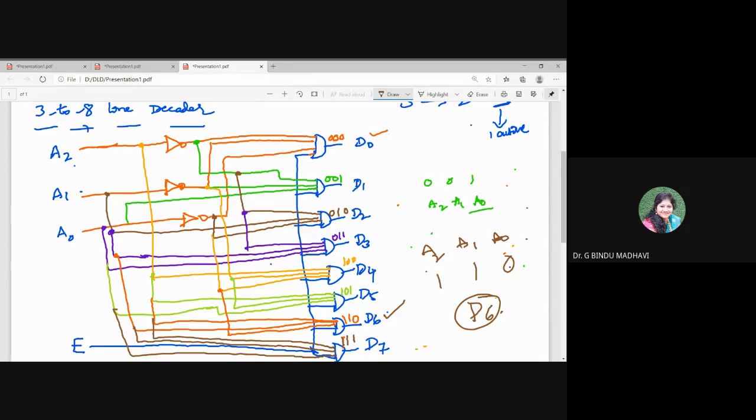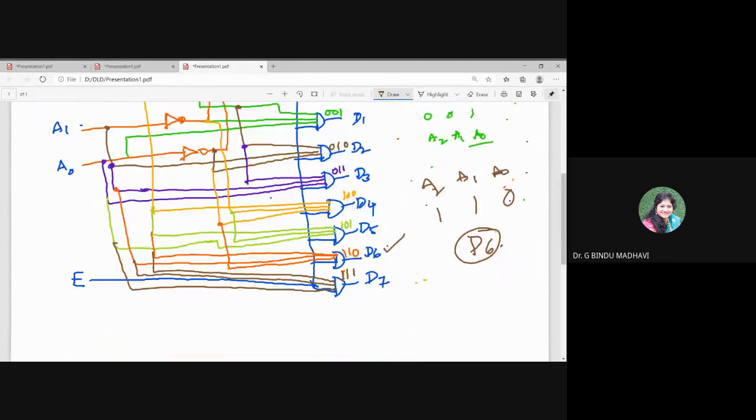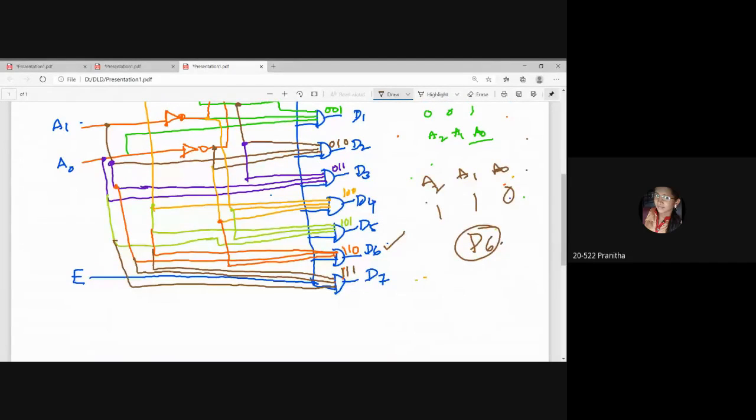Only one. If D0 is produced, others will be in the idle mode. Because we are giving the inputs to all the gates, but based on the input combinations, only one output will be active. One output will be raised. Is it clear, ma'am? Yes, ma'am.